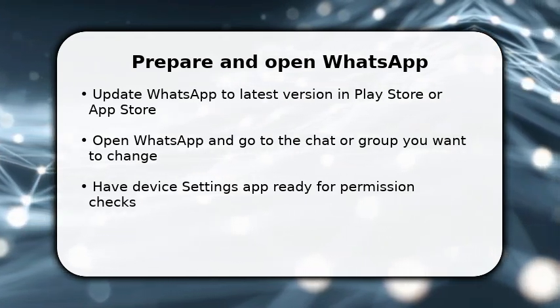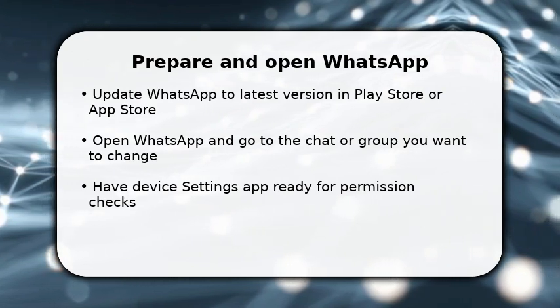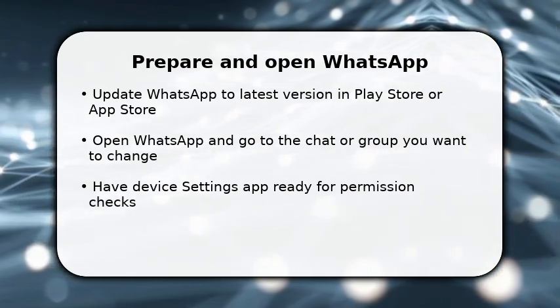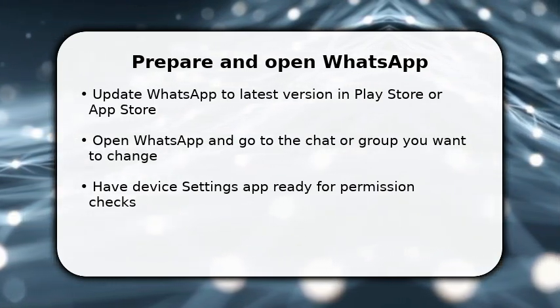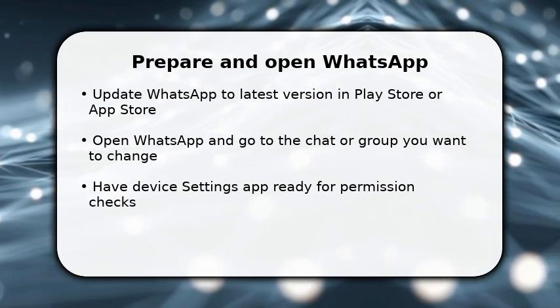Make sure your phone settings app is handy to confirm permissions later. This prepares you to toggle autosave options without hunting menus. Act now so the next steps apply to the right chat and device settings.